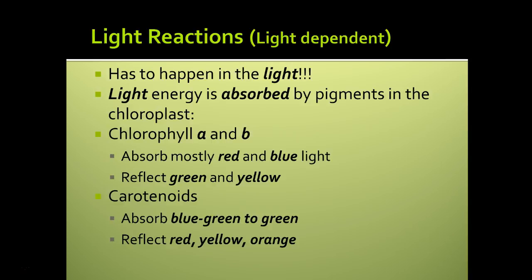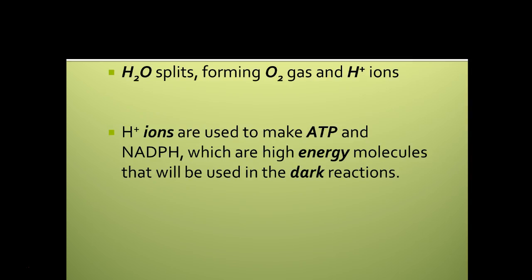Now, an example of another pigment that is found in plants is one called carotenoids. That pigment absorbs blue and green light and reflects red, yellow, and orange. That's pretty easy to remember because carotenoids kind of sounds like carrots. Carrots, of course, are orange. That's why they're orange, because they have a high amount of carotenoid pigment in them, and that's the color of light that is being reflected.